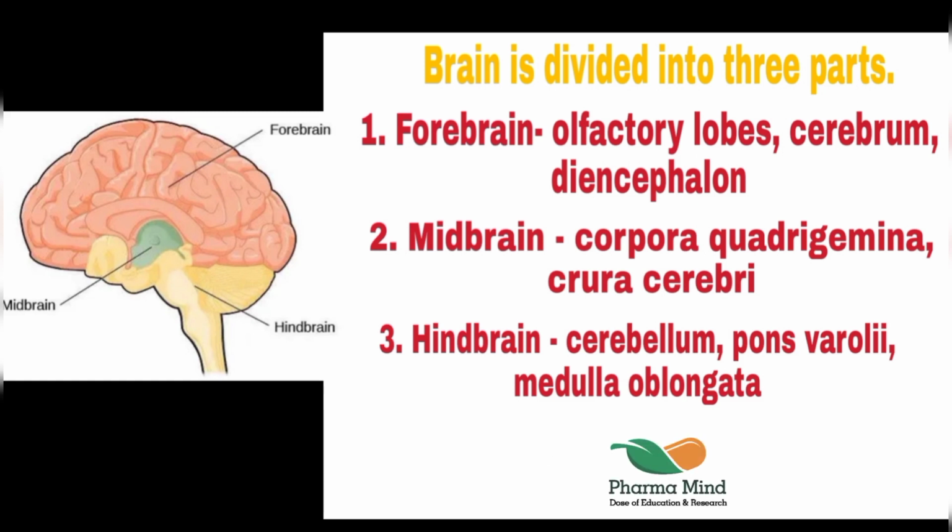First, forebrain. It contains olfactory lobes, cerebrum and diencephalon. Second, midbrain. It contains corpora quadrigemina and crura cerebri. Third, hindbrain. It contains cerebellum, pons varolii and medulla oblongata.